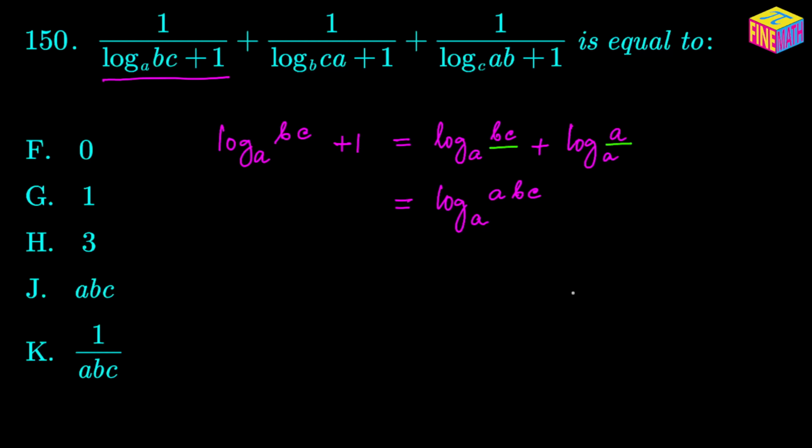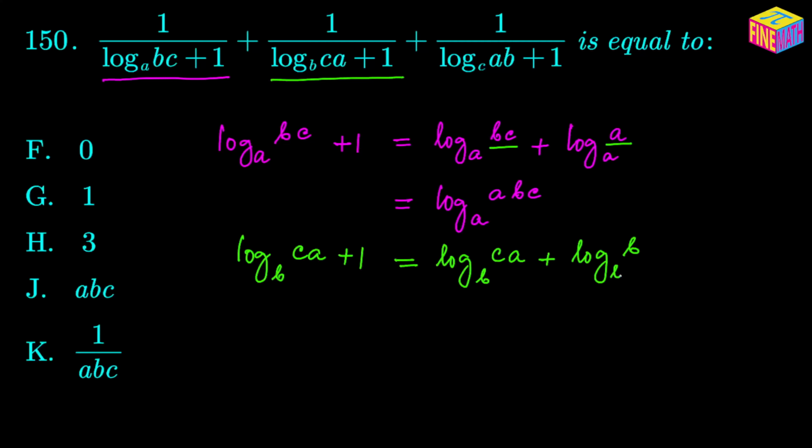Similarly, for the second term, it will become like this. I'm going to use a different color for the denominator of the second term, and that would be log of C times A with the base B plus 1. This can be written as log of C times A with the base B plus log of B with the base B. 1 can be written as log of a number with the same base. Then this can be written as the product of the two numbers under the two logarithms, so that would be log of C times A times B. I am writing it as A times B times C, which is the same as C times A times B, and in this case the base is B. So that is the denominator of the second term.